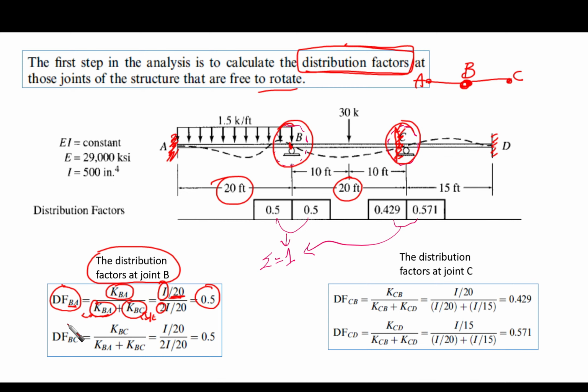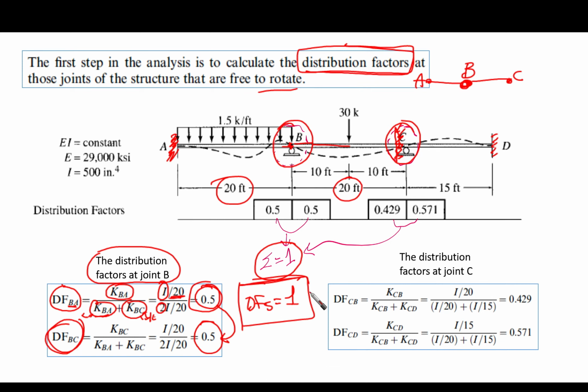Let's calculate the distribution factor for BC. There are two ways for calculating the distribution factor for this member. The first one is the easiest. Do you remember that I said before that the summation of the distribution factors equals 1? This means that if we have only two members framing into point B, and one of them is 0.5, then the other one must be 0.5. That easy, from the rule of thumb that we explained before.